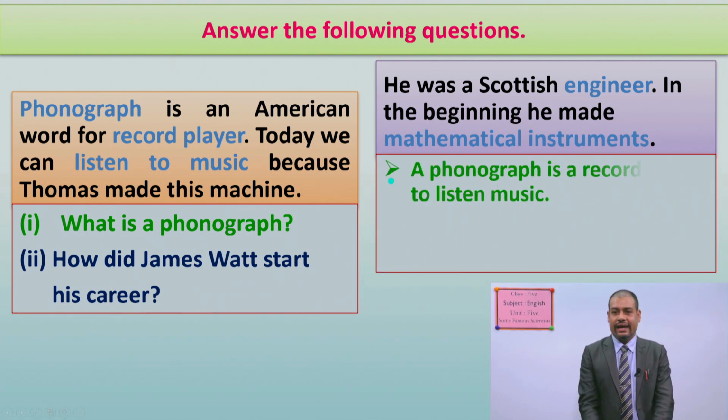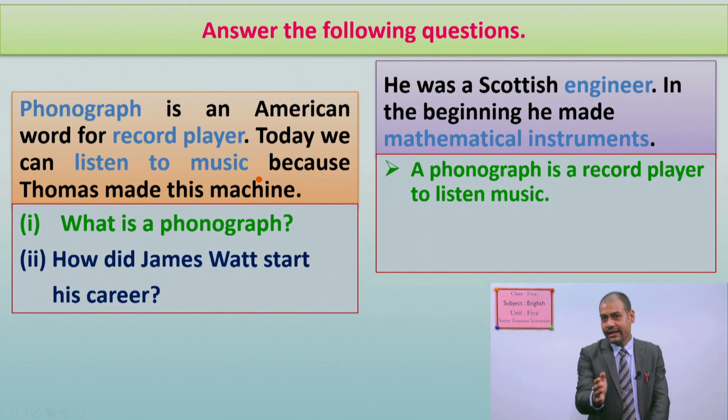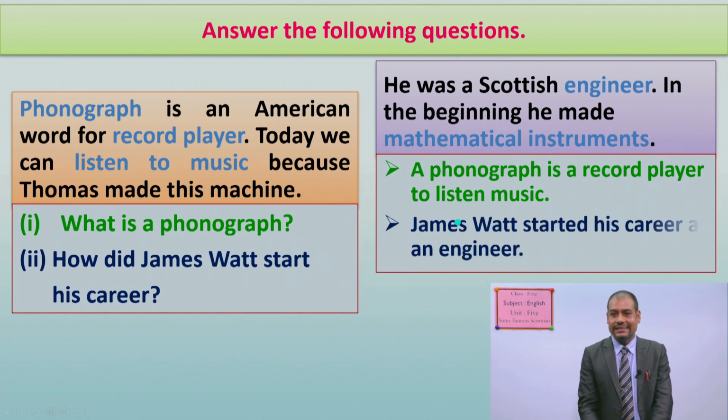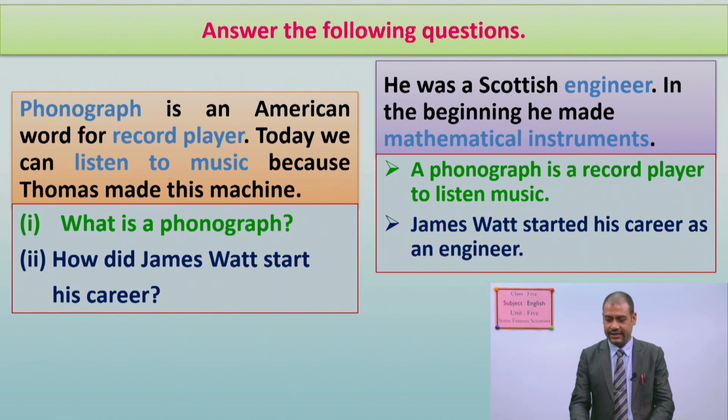Look at, answer of question number 1. What is a phonograph? From these words, look at, a phonograph, this part is from your question itself, okay? And rest of the part from this text. A phonograph is a record player to listen music. This should be your answer, okay? Likewise, for question number 2, what is your answer? Your answer should be like this one. James Watt started his career as an engineer. At first he was an engineer, okay? Later on only he became a scientist, all right?